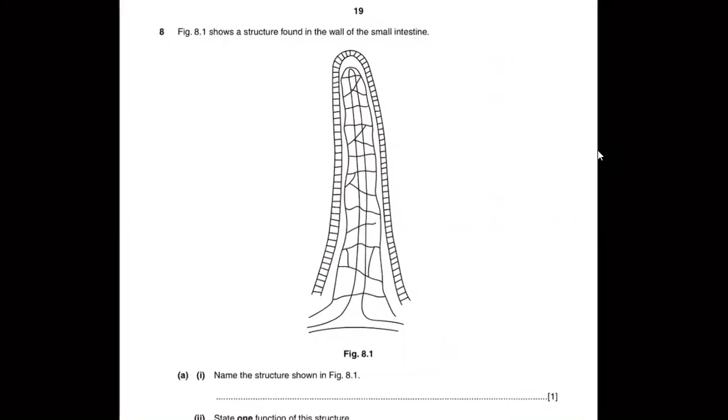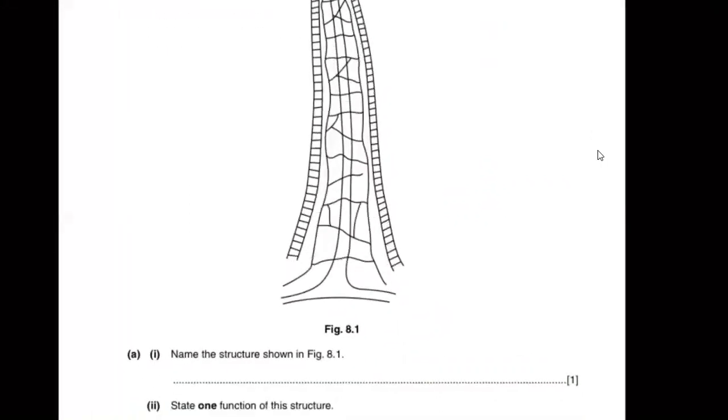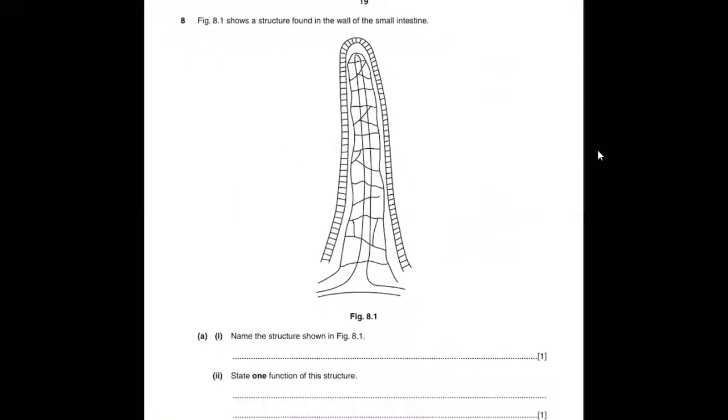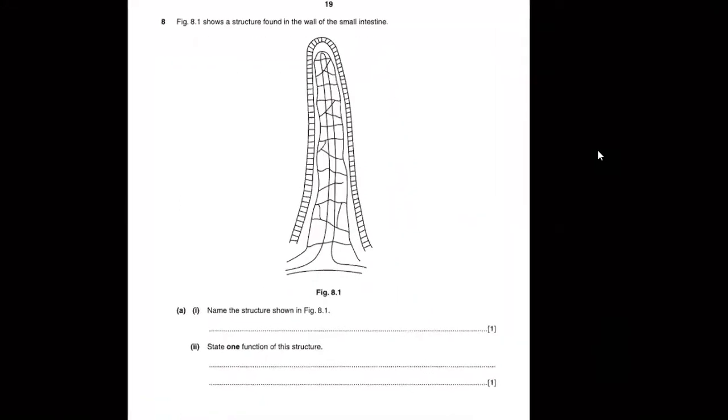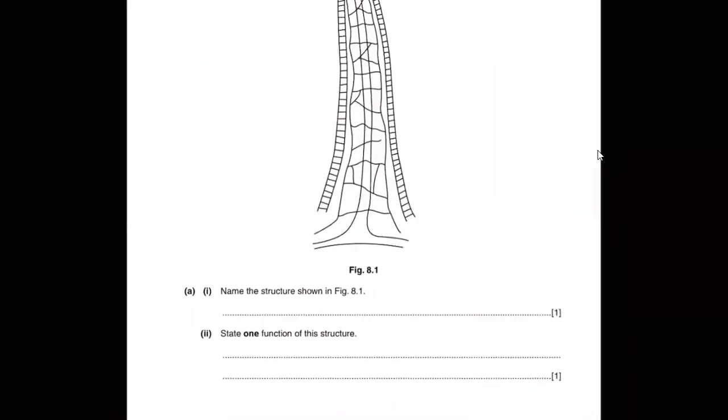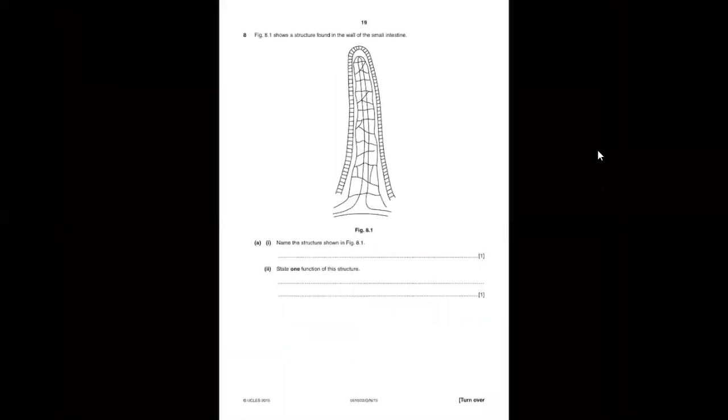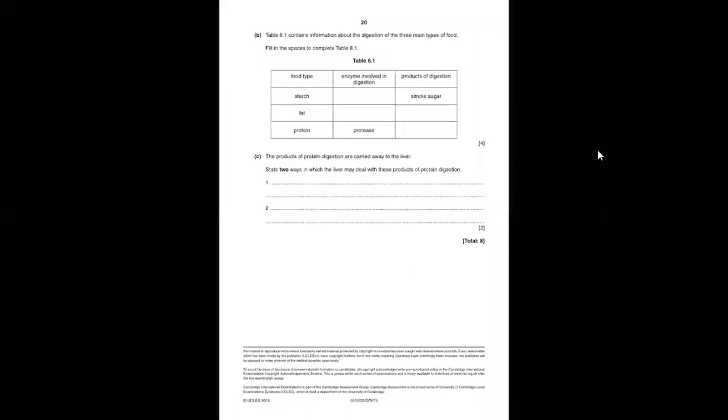Figure 8.1 shows the structure found in the wall of the small intestine. So name this structure. This is a villi. Or state one, villus, sorry. Same thing. State one function of this structure. Absorption. If I was an O-level student, I would never simply write the word absorption. It's better to write the function of this is to absorb the nutrients, and it's better to write down glucose and amino acids, right?